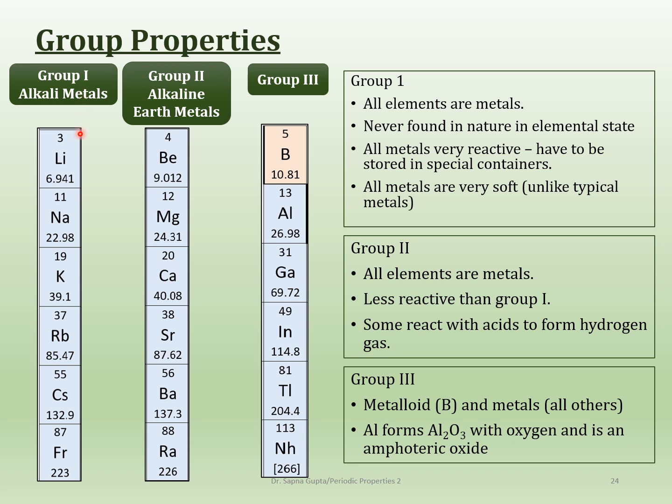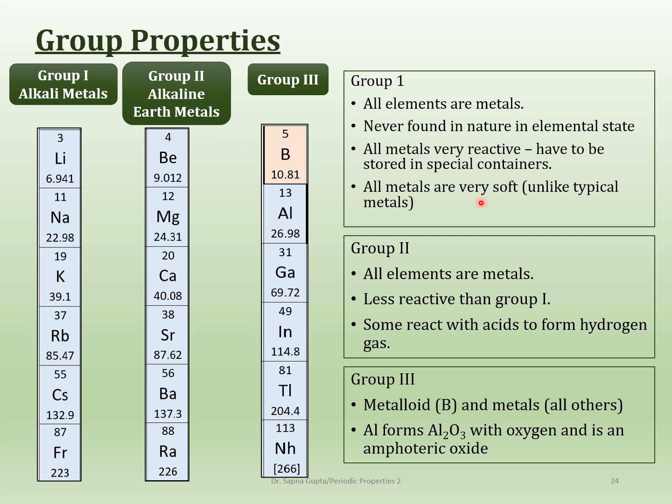So group number one, which is the alkali metals, first of all, they are all metals. They're never found in nature in elemental state because they're very reactive. So potassium, rubidium, none of these elements are found as they are in nature. You can find them in compound form. For example, in the ocean water, that's all sodium chloride. You'll have potassium also in there in ionic form. So you can only find them in ionic form. That's really what it means. So everything is very reactive.